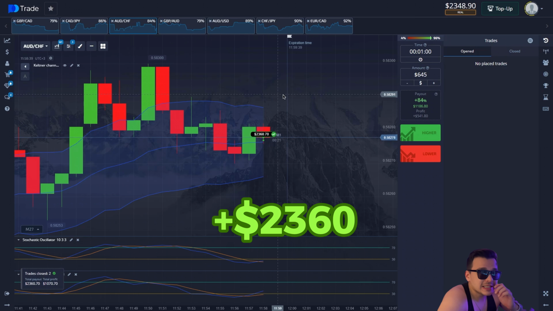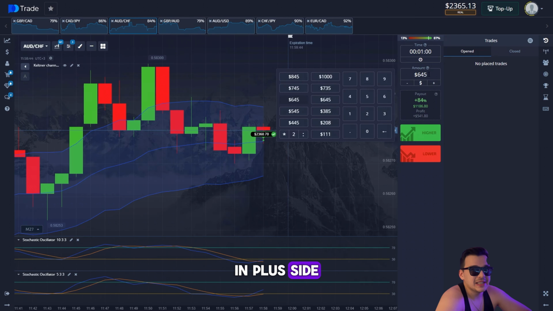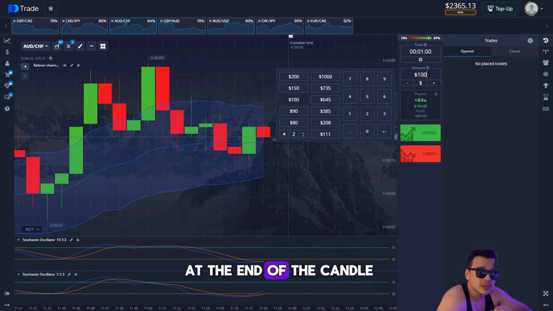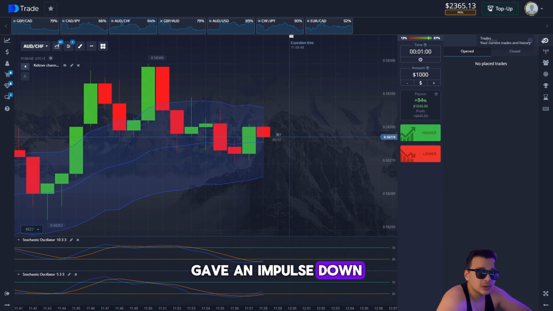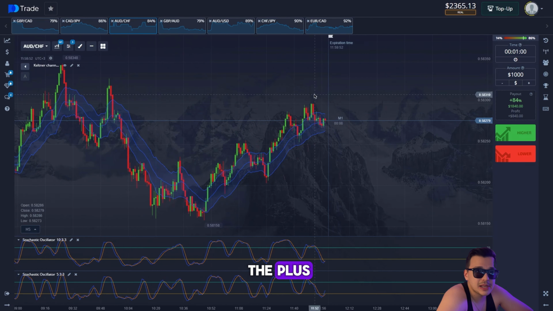The last seconds are still with us, and the trades are closed on the plus side, despite the fact that at the end of the candle it gave an impulse down. Still a good opening level that trades in the plus. Let's pick up the next currency pair.